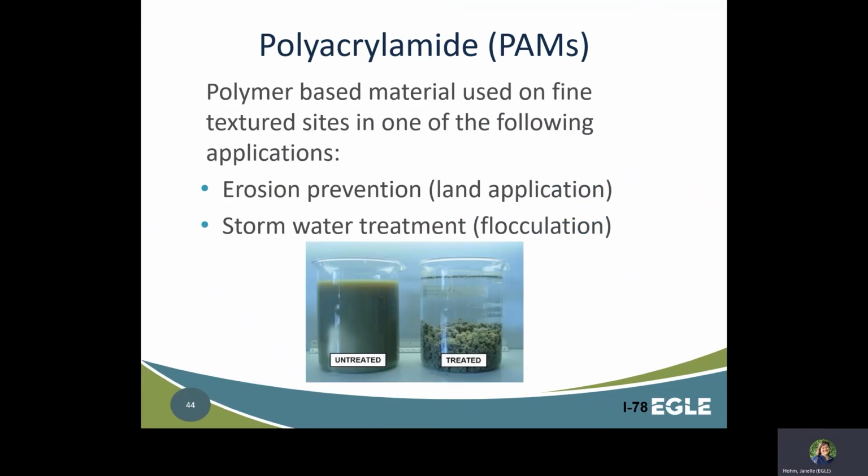Polyacrylamides or PAMs are a recommended control measure on sites with clay or fine silt soils. PAMs can be sprayed onto bare soil as an erosion control measure. In addition, PAMs may be used in sediment basins to cause these fine soil particles to clump together. This clumping action is called flocculation. Without the use of PAMs, these fine particles would not settle out prior to discharge from the basin.